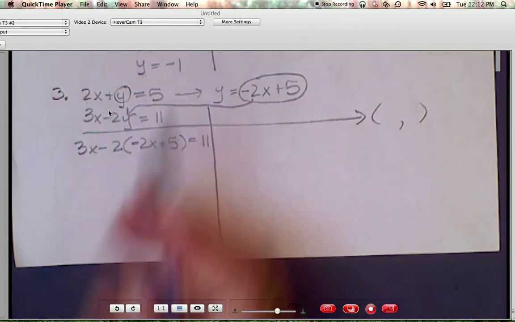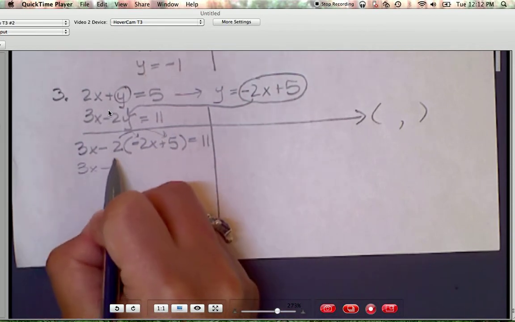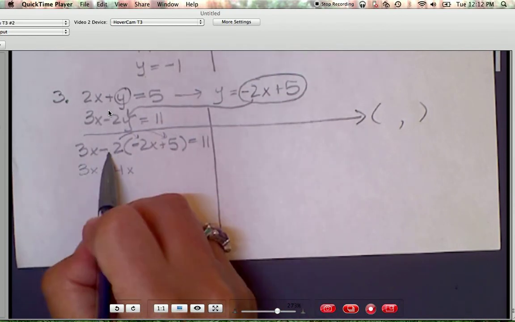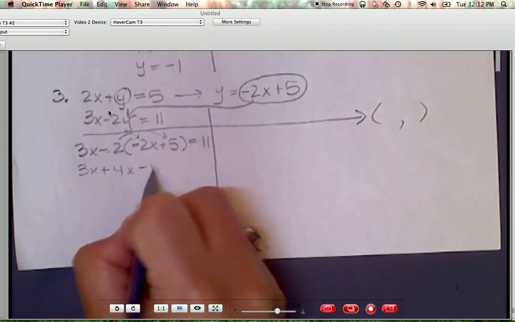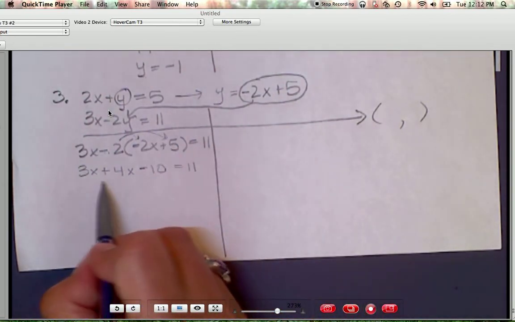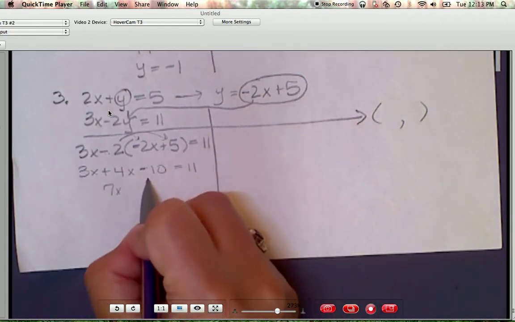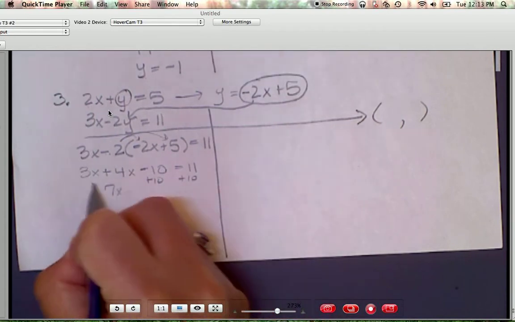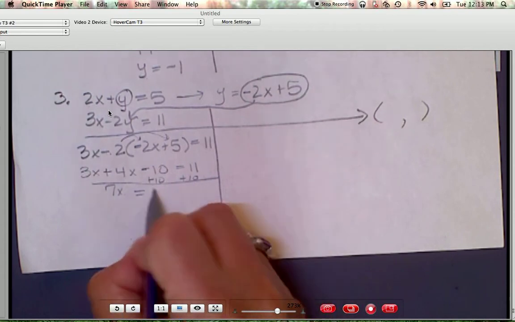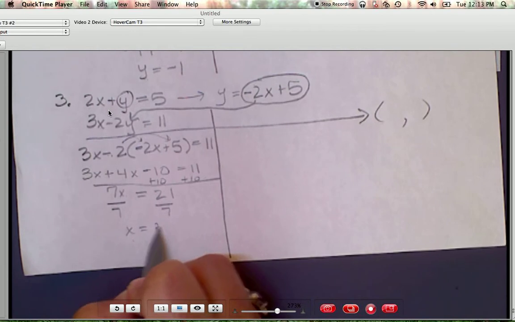All right, so we'll have to distribute this -2. The 3x will stay the same for now. So -2 times -2x will give us +4x. -2 times +5 will give us -10 equals 11. We can combine like terms on the left side, 7x, and if you want, you can even move the 10 over in the same step. So if we add 10 to both sides, we get 7x equals 11 plus 10, which is 21. And divide by 7, we get x equals 3.